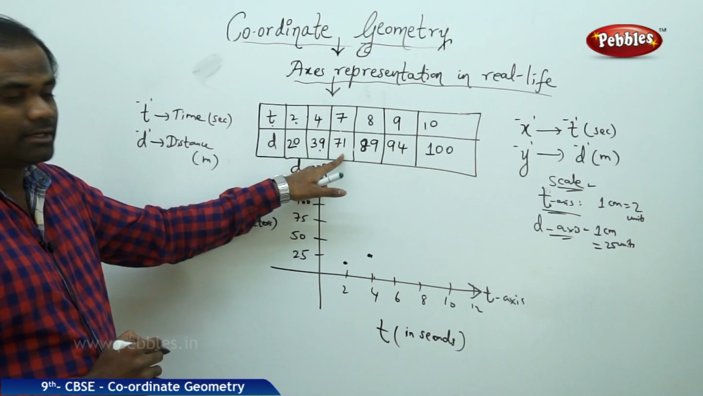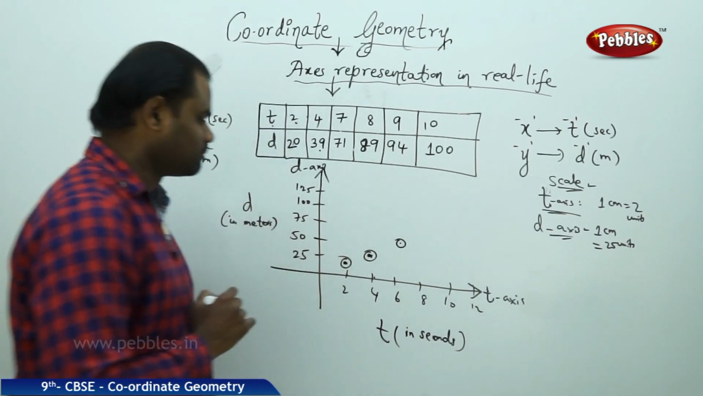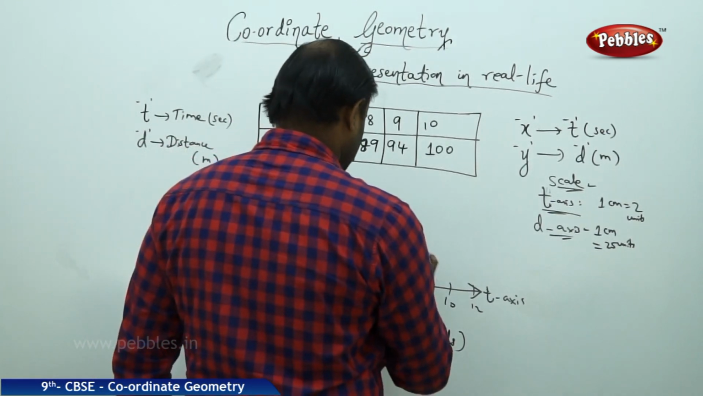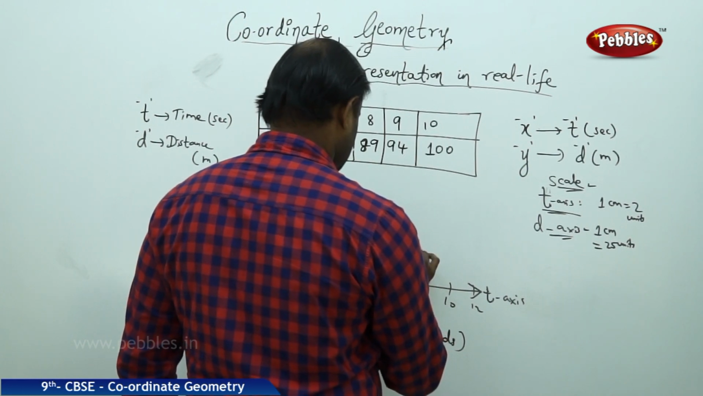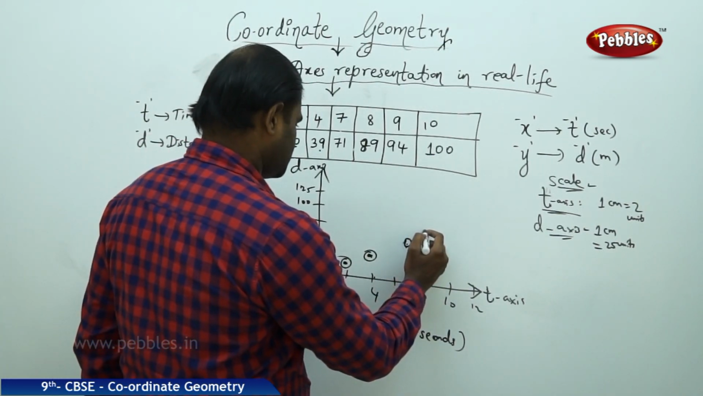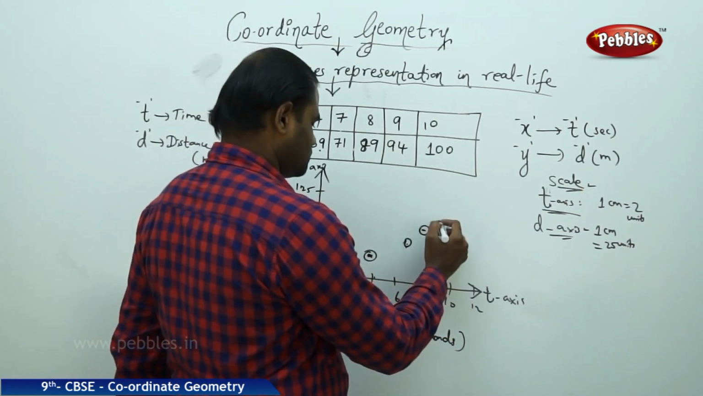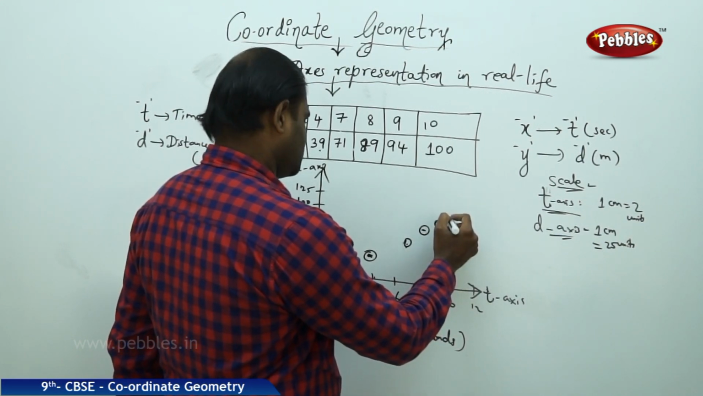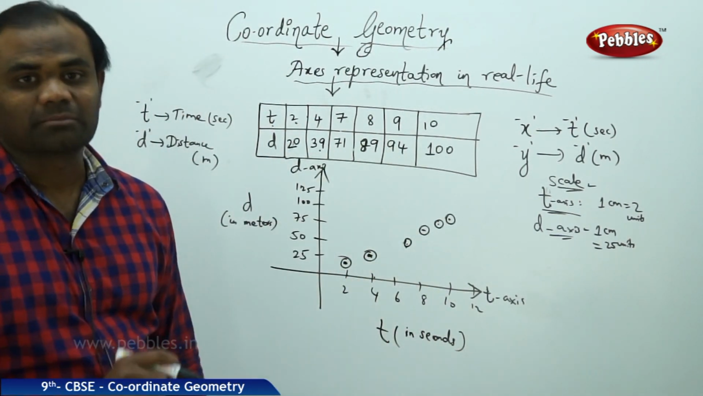My t is 7, my distance is 71, so I have this to be approximately here. When I have 8 seconds reached, my distance would be 89, which comes here. And 9 seconds is 94. And 10 seconds is 100. Is how I make the distance time graph.